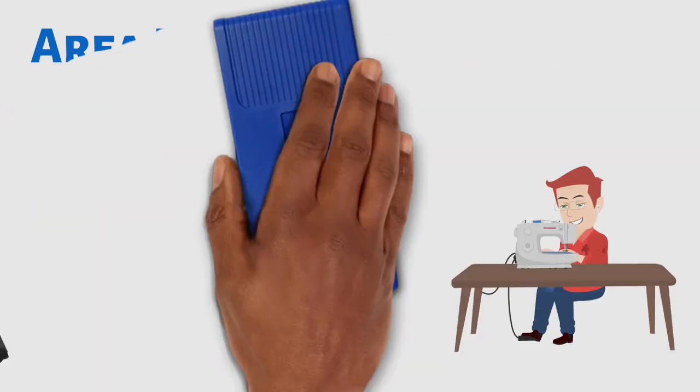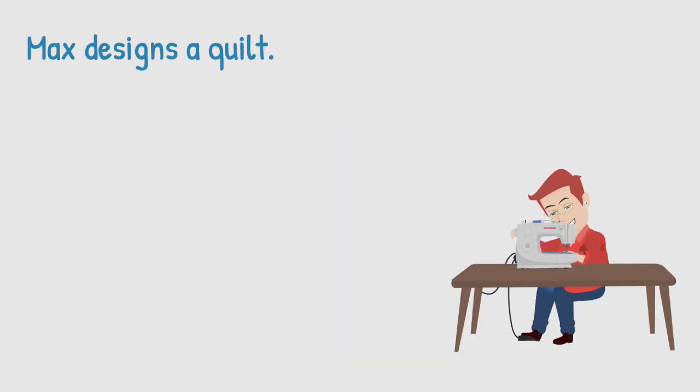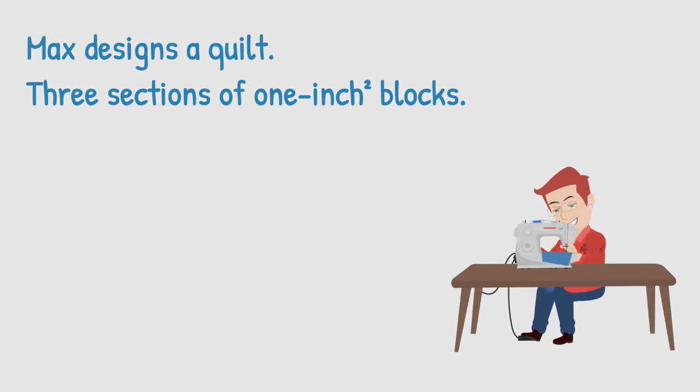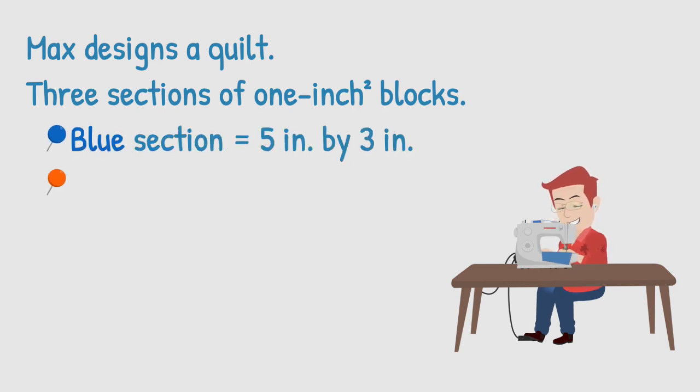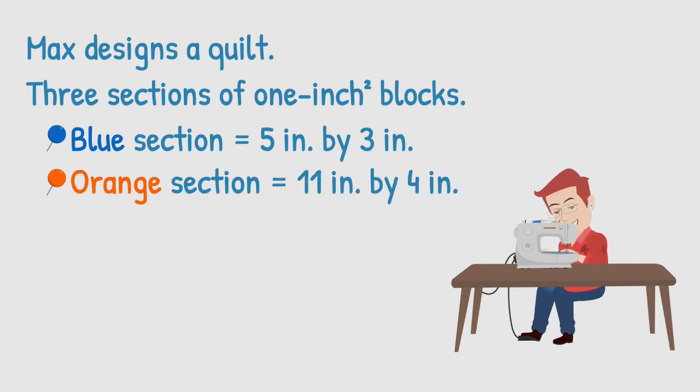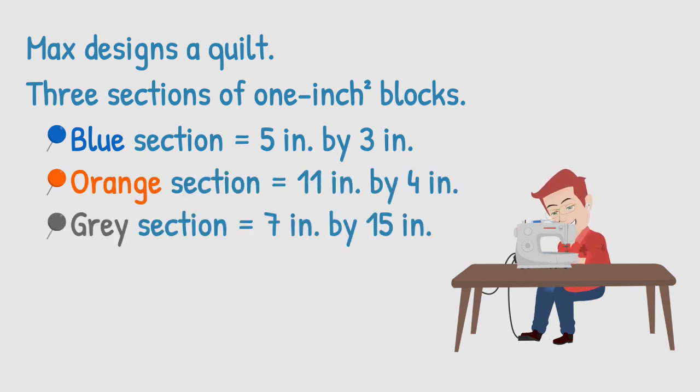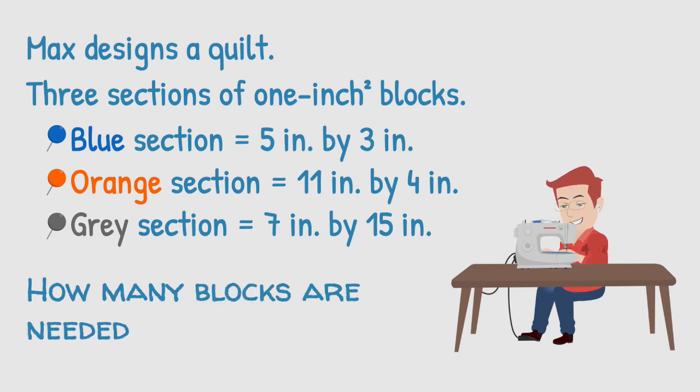Max is an artist and is designing a quilt. 3 sections are rectangles made of 1-inch square blocks. If the blue section is 5 inches by 3 inches, the orange section is 11 inches by 4 inches, and the gray section is 7 inches by 15 inches, how many blocks are needed of each color?